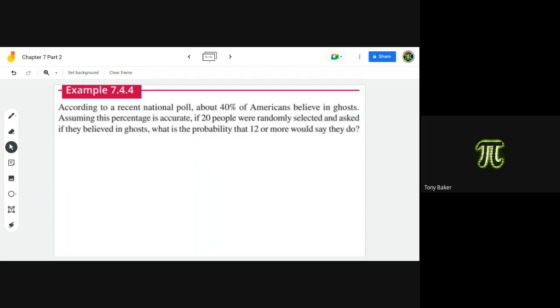Are you taking that as 40%, or 40 out of 100? It's 40%. And I'm actually going to change this problem because I don't feel like doing this a million times. We're going to say that exactly 12 believe in ghosts. Because to do the problem as it is, you'd have to do 12, 13, 14, 15, 16, 17, 18, 19, and 20. I don't really want to do that. I will show you one in a second that we can do in the other direction, though.